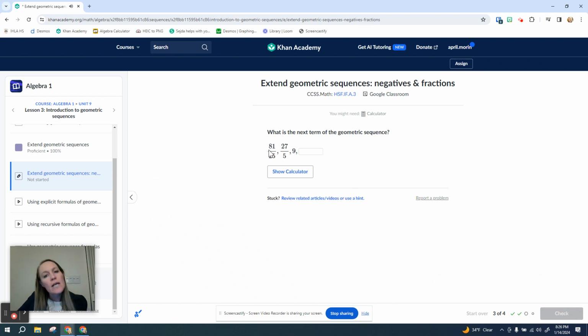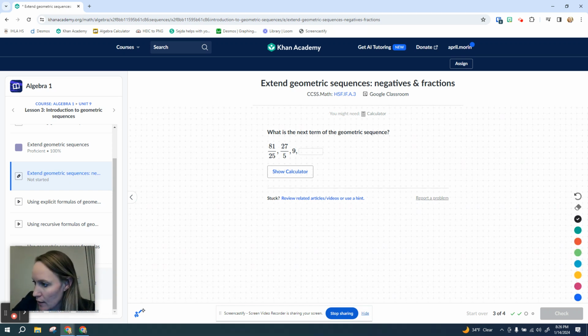Okay, so here my numerator and my denominator are changing every time. So I'm going to write this down so I can figure out what we're doing here. 81 over 25. Now, how would I get from 81 to 27?